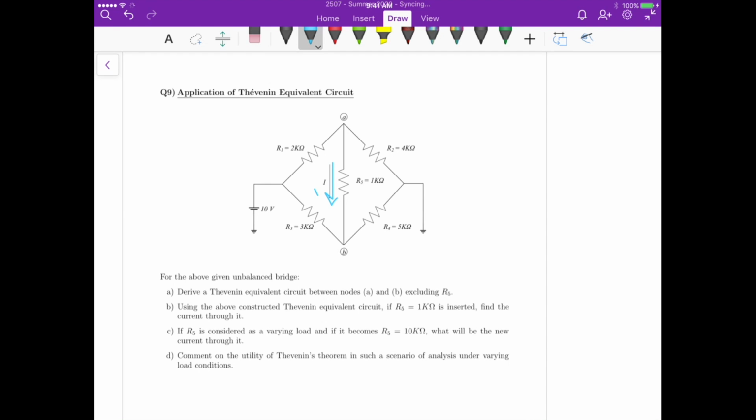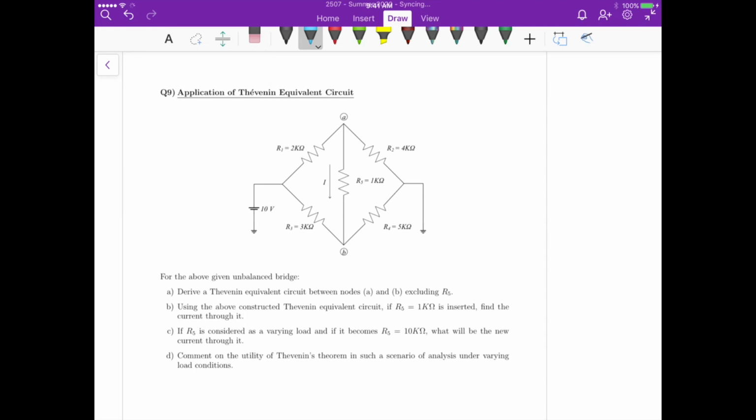This current here. Then on part C, if R5 is considered a varying load and it becomes 10K, what would be the new current through it? So we just have to change the value of R5 and then calculate the new current, okay, using again the Thevenin circuit. And then on D, comment on the utility of Thevenin's theorem in such a scenario of analysis under varying load conditions, okay? So let's start.